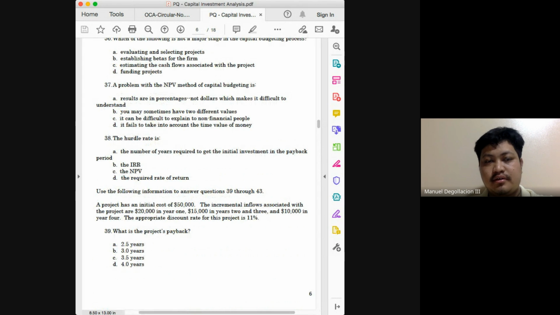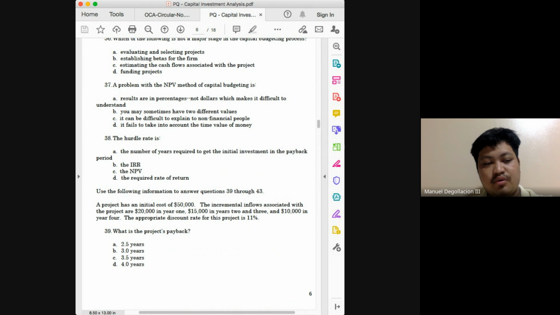37. A problem with the NPV method of capital budgeting is it can be difficult to explain to non-financial people. The answer here would be letter C. Letter D is wrong because again, the net present value takes into account the time value of money. That's why we're getting the present value of your inflows and outflows.